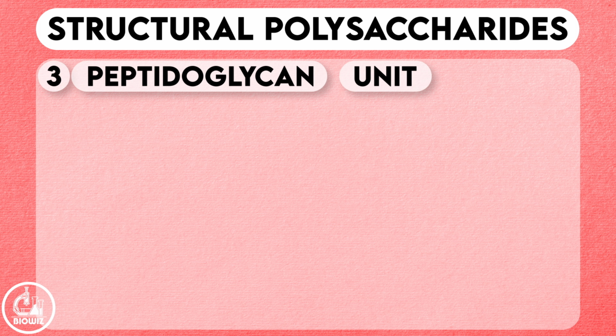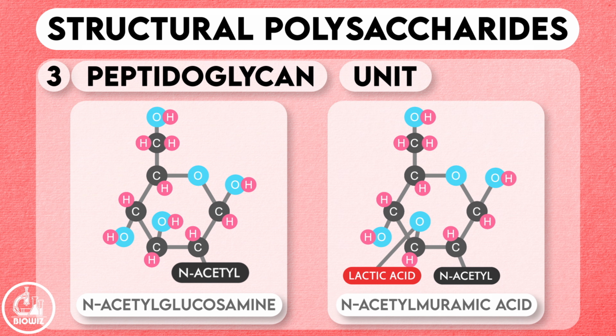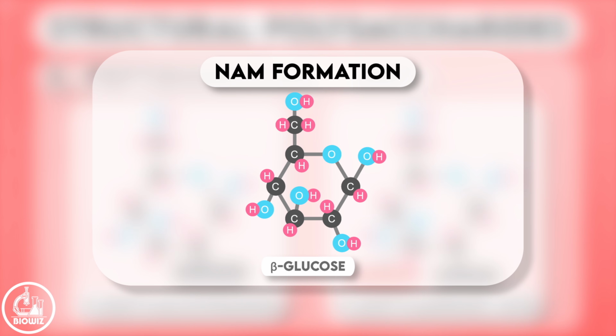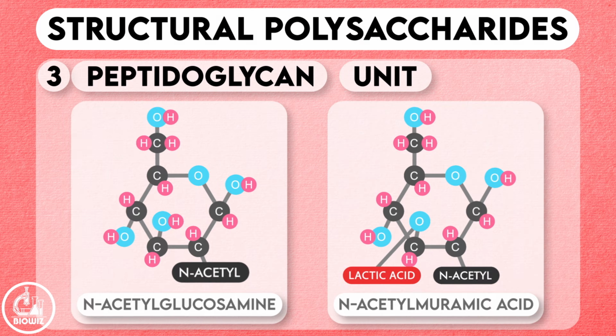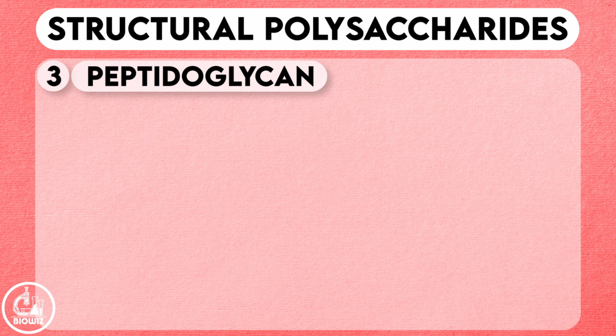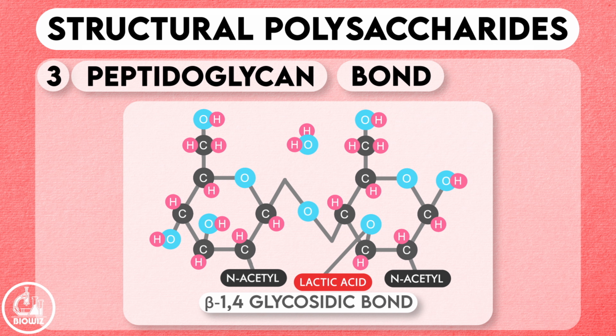Peptidoglycan is a complex polysaccharide as it consists of 2 different modified forms of beta-glucose units. One unit is N-acetyl-glucosamine and the other is called N-acetylmuramic acid. NAM is a modified form of NAG in which a lactic acid group attaches to the third carbon of the NAG unit. The NAG and NAM units are attached to each other by formation of beta-1,4 glycosidic bonds. So a peptidoglycan chain consists of alternating repeating units of NAG and NAM.